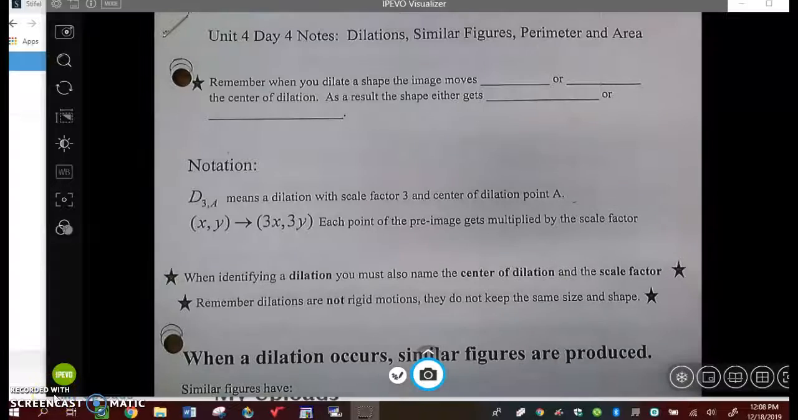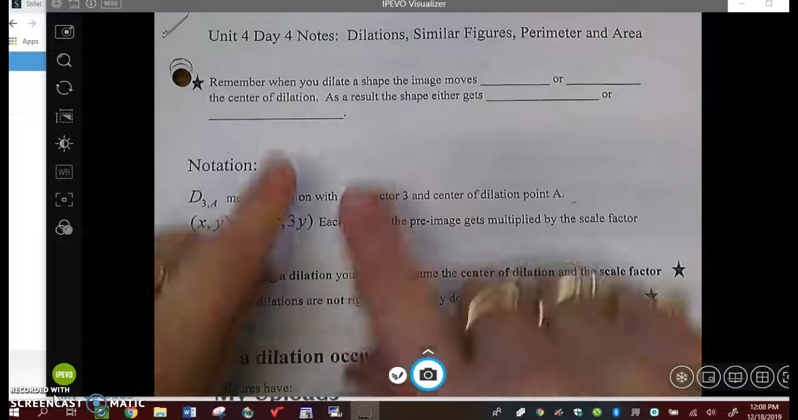Hi class, today we are doing Unit 4, Day 4 notes: dilation, similar figures, perimeter, and area. So we're going to start with the fact you already know.